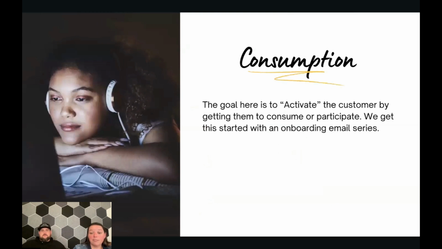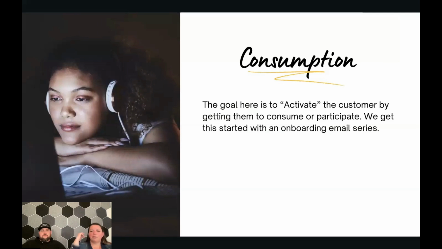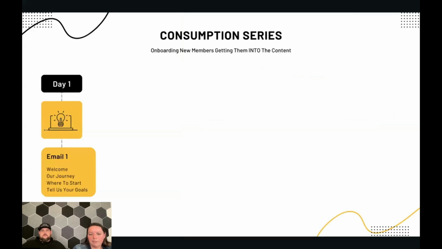Okay. So the consumption series gets them to consume the content and give us feedback. So the first email in a consumption series goes out when somebody first joins up for our members area. So we've acquired the person at this point.